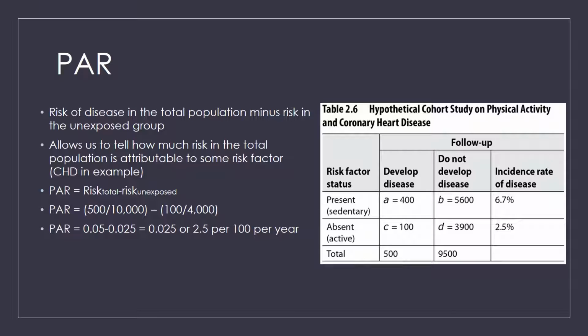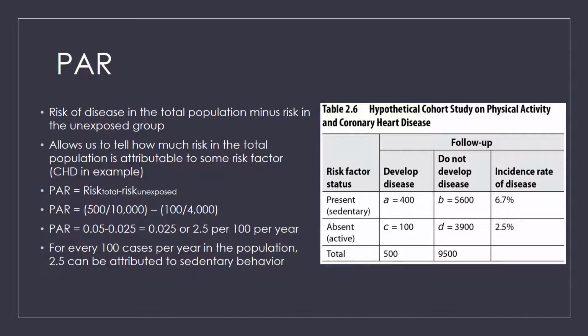0.025, or if you put this in a more understandable format, you can multiply that by 100 and you come up to 2.5 per 100 per year. So what that means is that for every 100 cases of coronary heart disease per year, in the whole population, 2.5 of those can be attributed to sedentary behavior. Another way to think of that is 97.5 come from something other than sedentary behavior. So for every 100 cases, 2.5 come from sedentary behavior. But again, this is in the entire population.